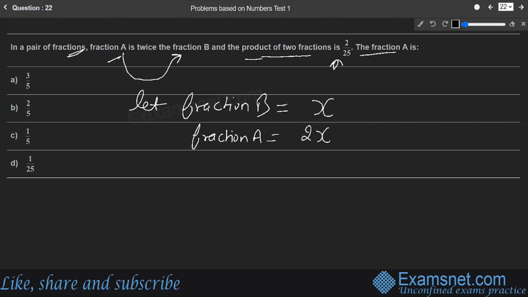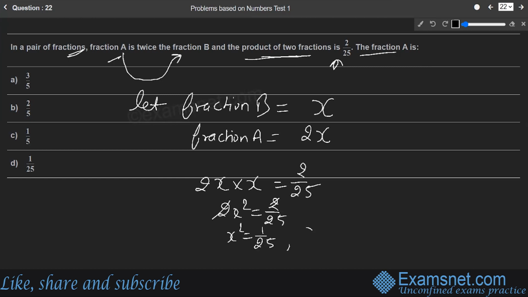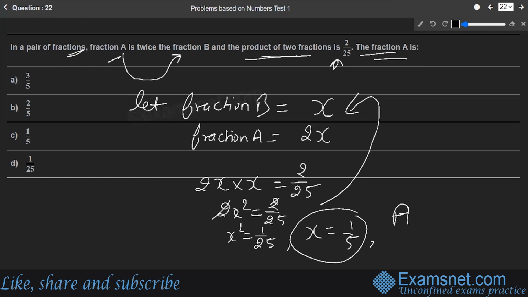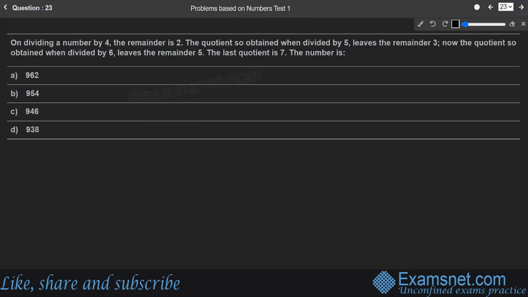Then he says the product of these two fractions is 2 by 25. Let's do the product. 2x multiplied by x is equal to 2 by 25, which becomes 2x square is equal to 2 by 25. 2 and 2 get cancelled. So x square is equal to 1 by 25, which clearly gives the x value as 1 by 5. So what was our x? x was nothing but fraction B. He asked for the value of fraction A. Fraction A was 2x, that is double of fraction B. So it has to be 2 by 5. Let us see where it is available. This 2 by 5 is available in option number B. So it is right here.